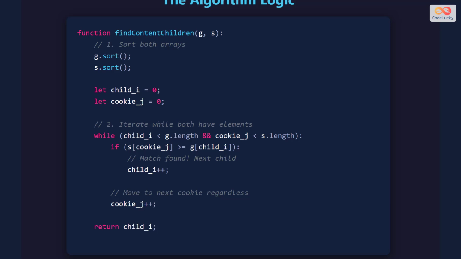Here is the logic in code. We define a function taking two arrays. After sorting both, we initialize two pointers. We loop while both arrays have elements. If the current cookie satisfies the current child, we count that child as content and move both pointers. If not, we only move the cookie pointer to try a larger cookie.